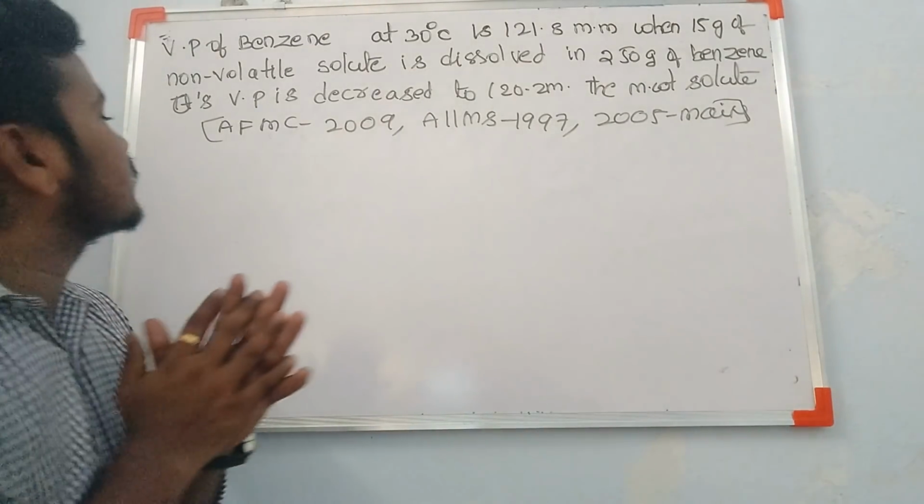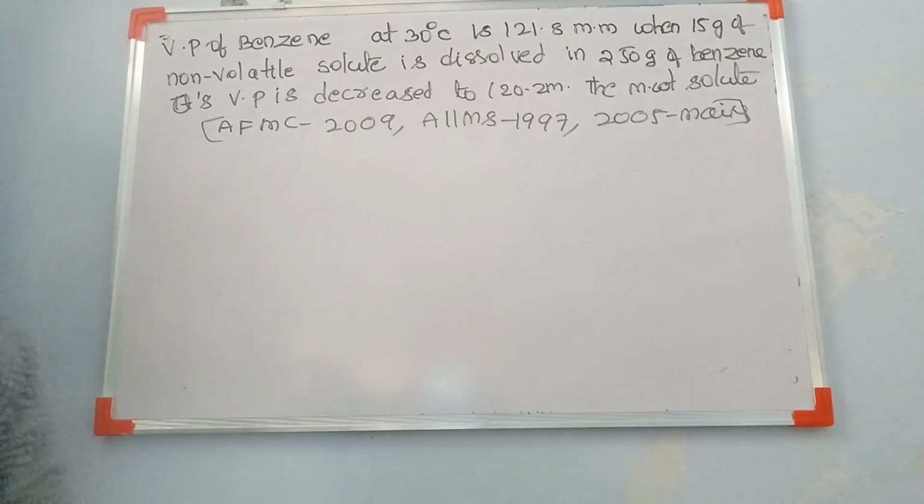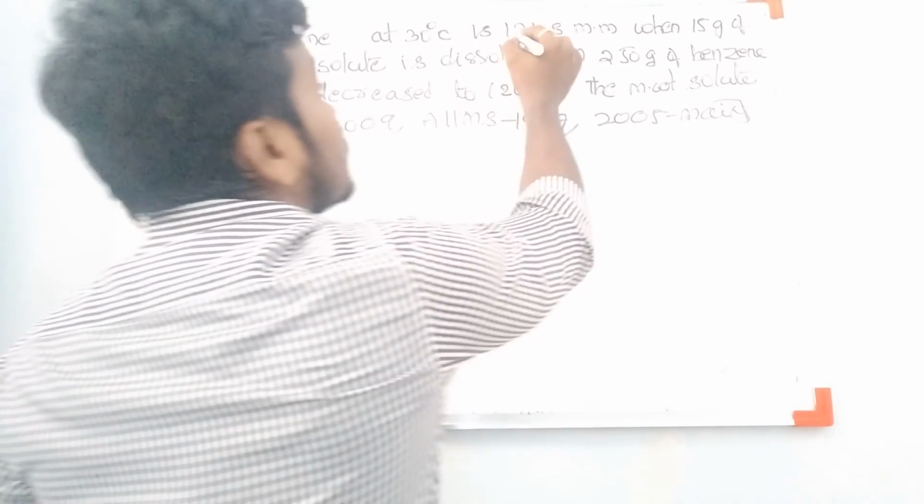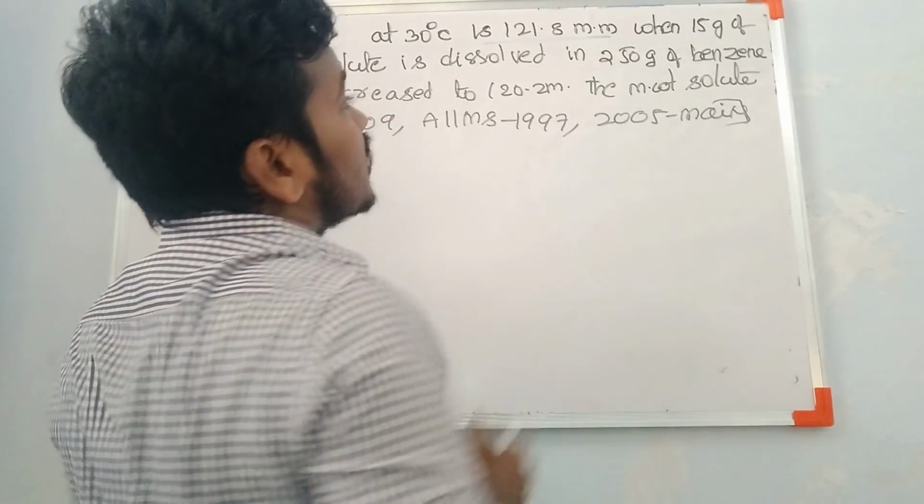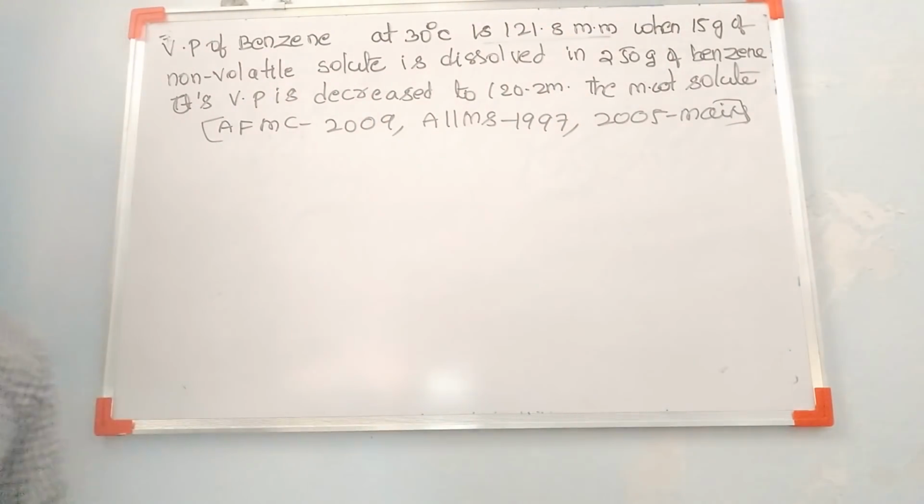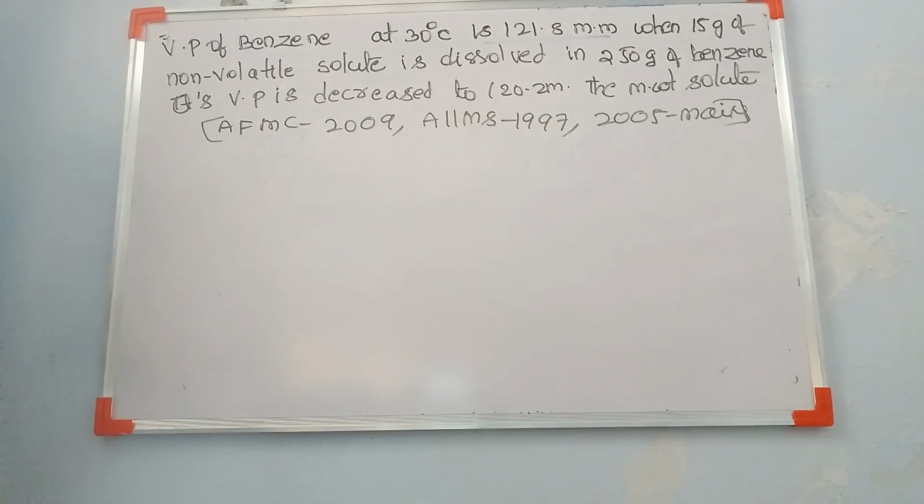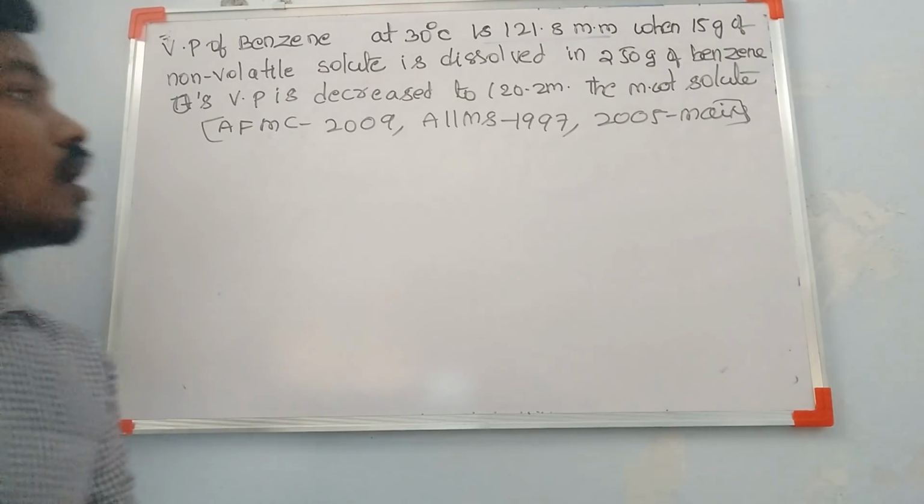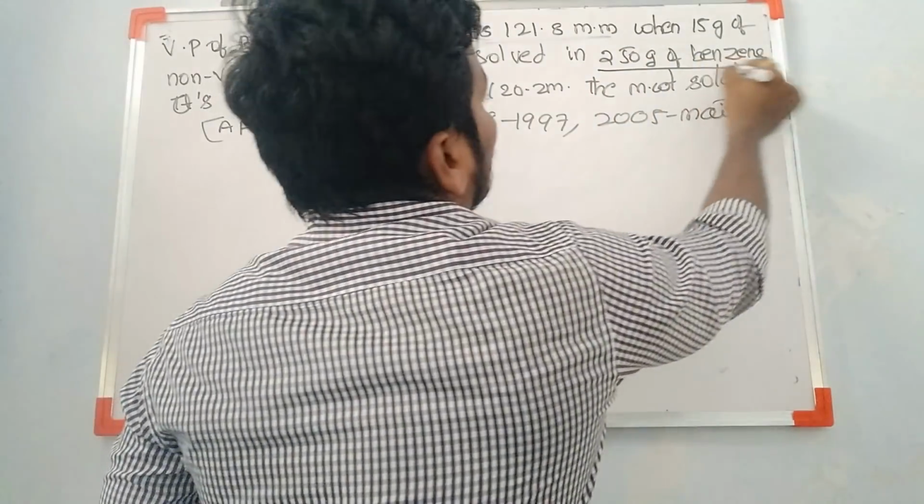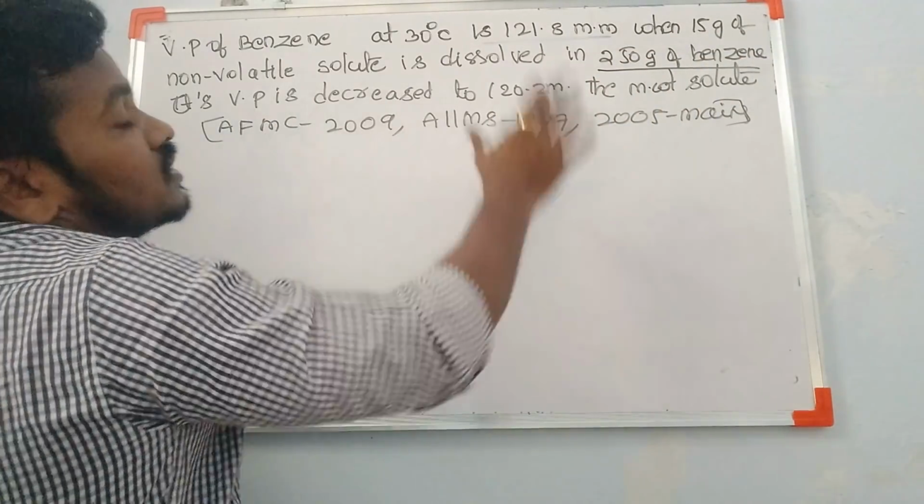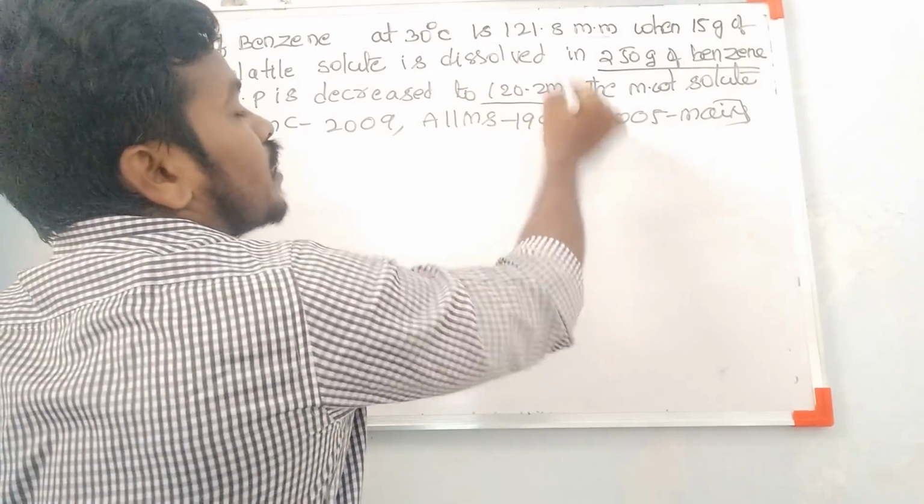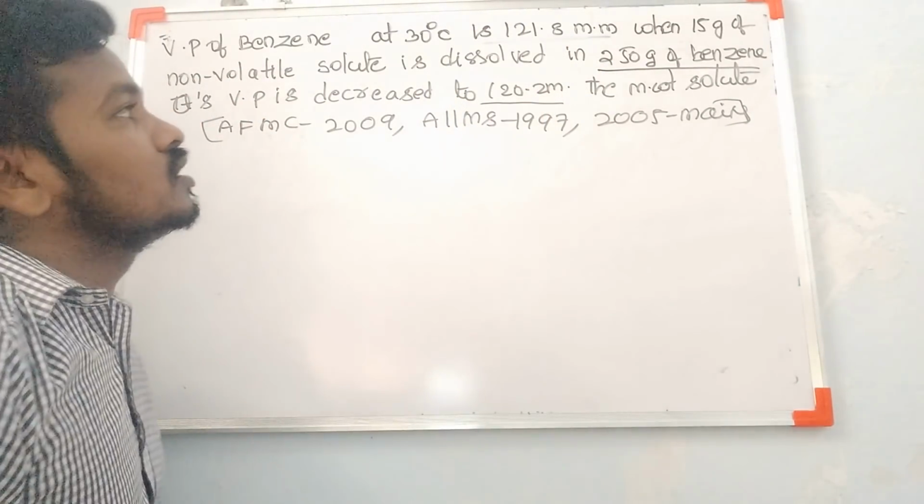The next question: the vapor pressure of benzene at 30 degrees Celsius is 121.8 mm of Hg. When 15 grams of a non-volatile solute is dissolved in 250 grams of benzene, the vapor pressure decreases to 120.2 mm. Find the molecular weight of the solute.